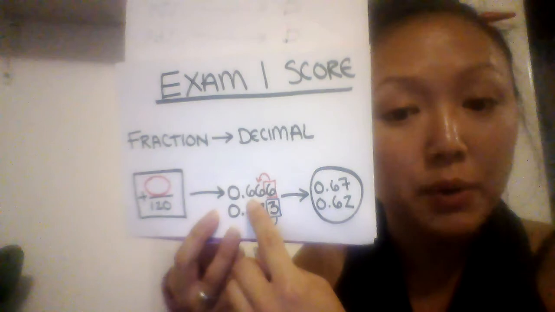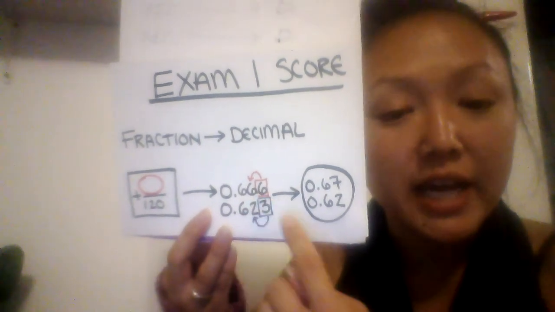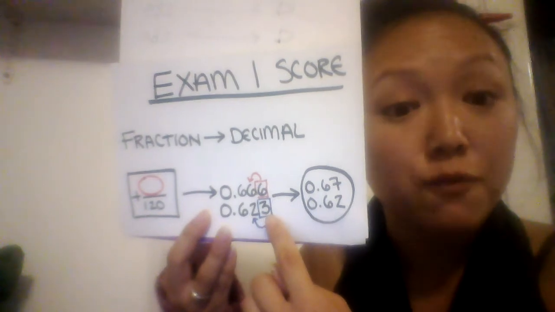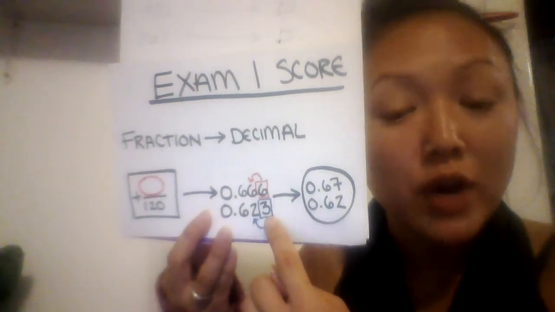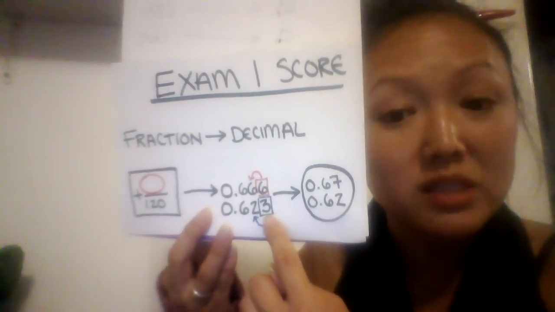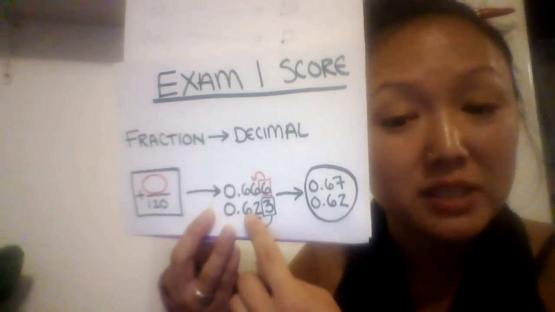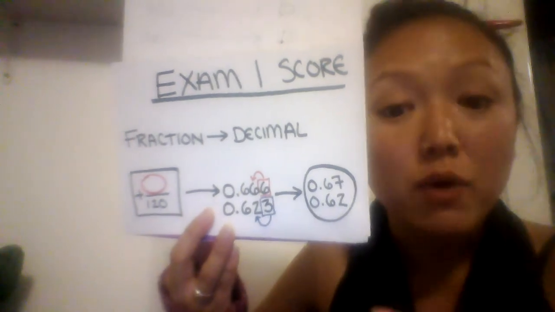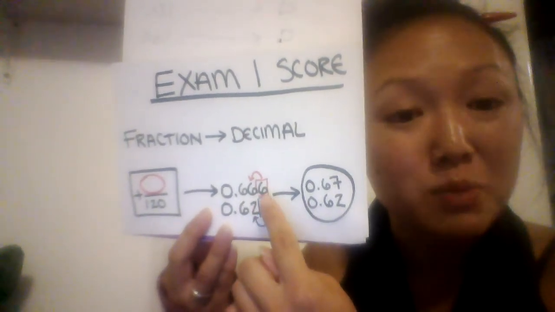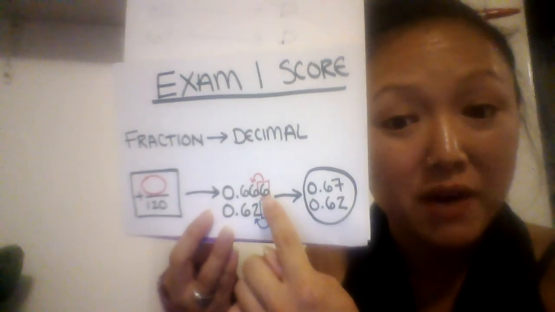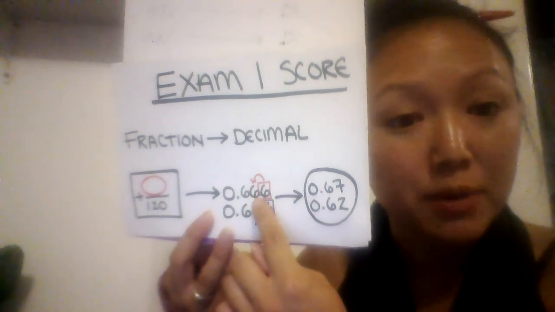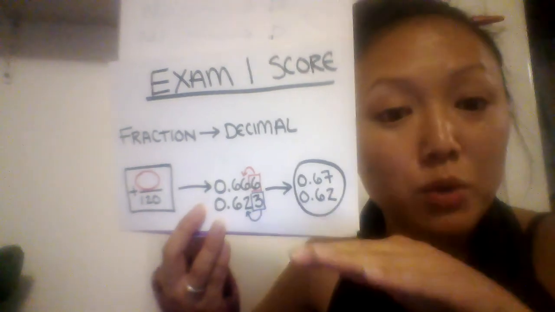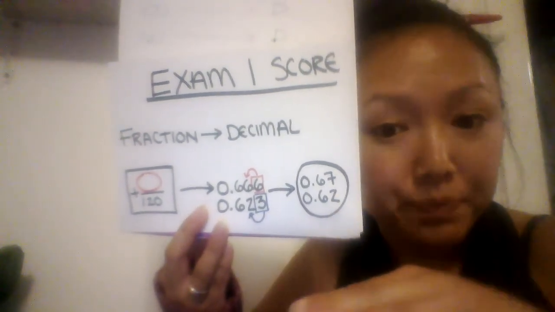So 0.666 can actually round to 0.67. If the number is 4 or below, you're actually going to round down. So instead of rounding up to 0.63, we're just going to stay at 0.62. So let me go over that one more time. The third number is where you're going to look to round. If it's 5 or above, you take this second number and take it 1 up. If it's 4 or below, you leave it just the same.